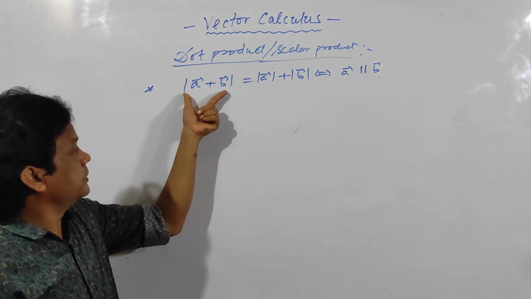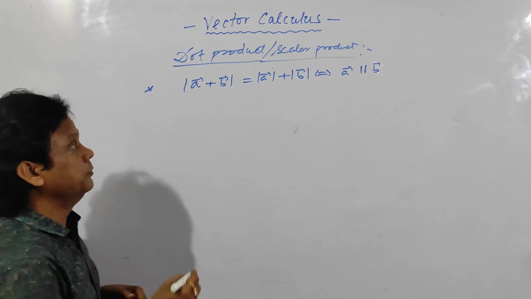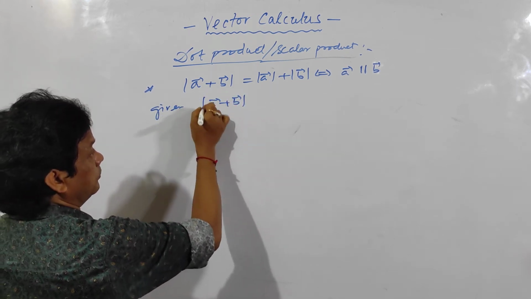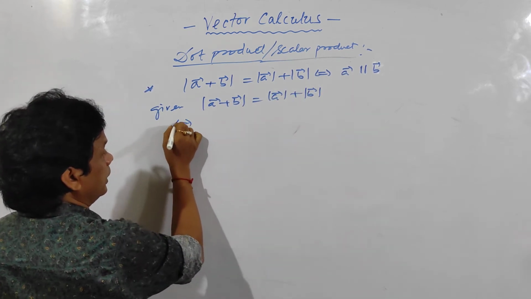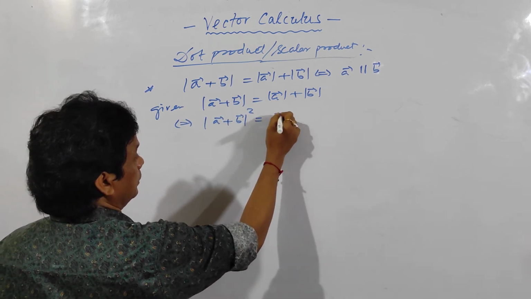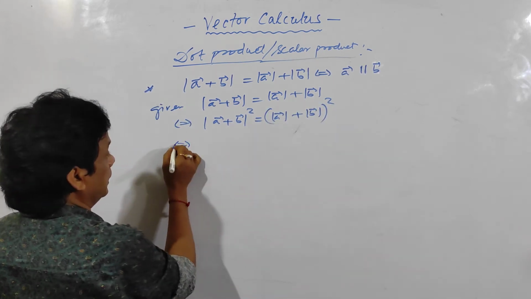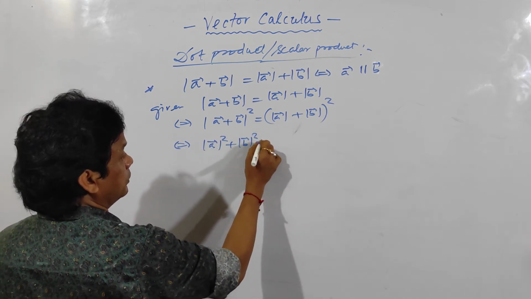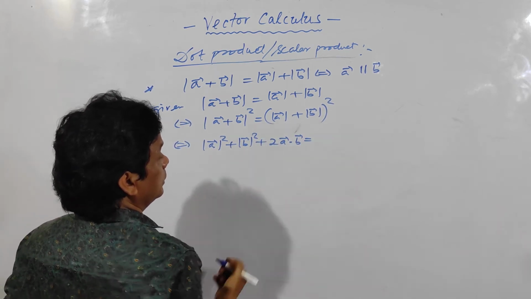See here, it is given that |A + B| is equal to |A| + |B|. Then implied and implied by vector A is parallel to vector B. So given |A + B| is equal to |A| + |B|, take the square of both these sides. |A + B|² is equal to (|A| + |B|)², take the whole square of this one. And on this one apply the property 1: |A|² + |B|² + 2 A·B is equal to this one.